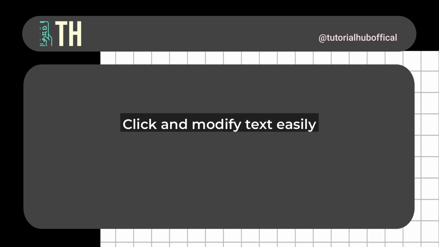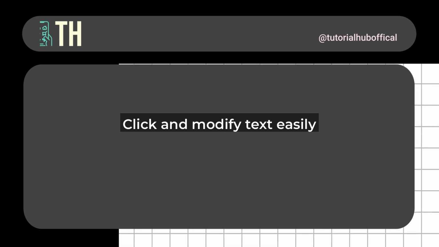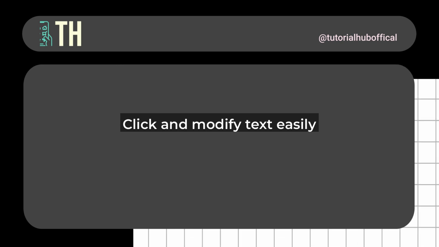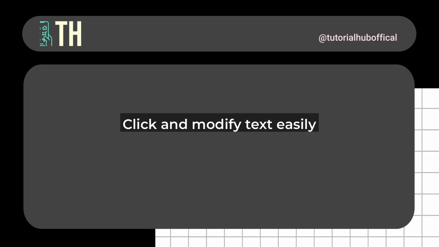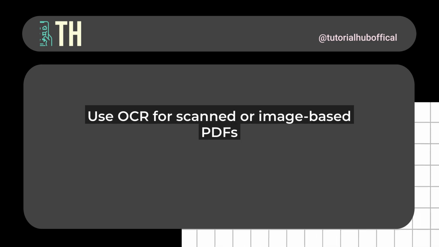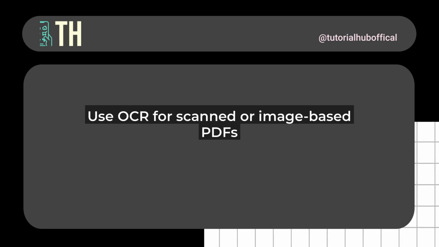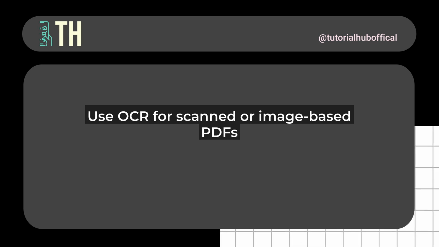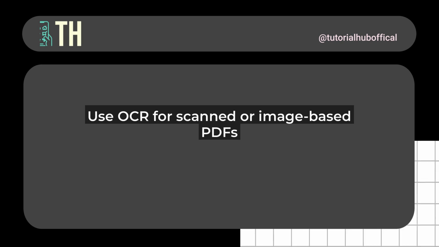Once in edit mode, simply click on the text you want to change. A cursor will appear, letting you type, delete, or modify words just like in a word processor. It's that straightforward. But what if your PDF is a scanned image? Don't worry. Head to Tools, Enhance Scans and select OCR, Optical Character Recognition, to convert it into editable text. This step is crucial for older or image-based files.